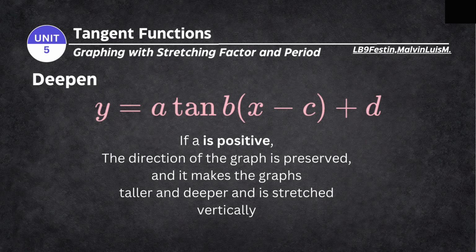But first, let us take into consideration if a is positive or negative. If a is positive, the direction of the graph is preserved and it makes the graph taller and deeper as it is increased. It is stretched vertically.